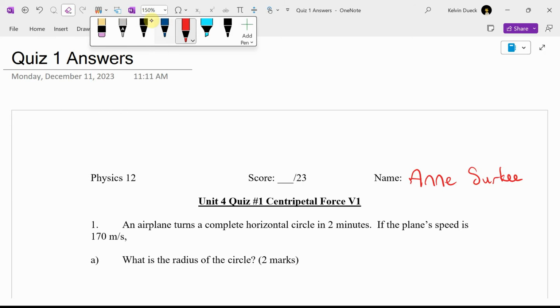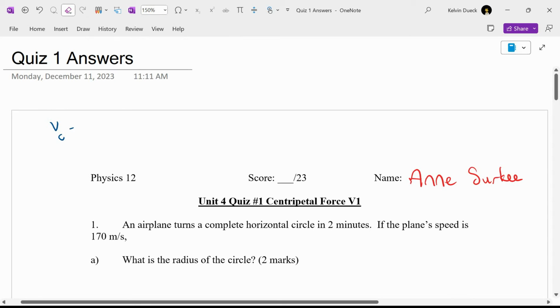Let me summarize what we've done so far. If you're moving in a circle, you can calculate your centripetal speed by going 2 pi r over the period, where T is how long it takes to go around once.